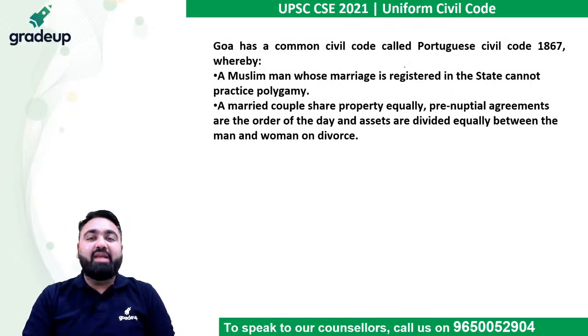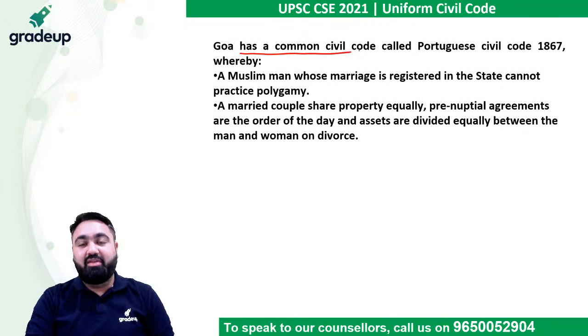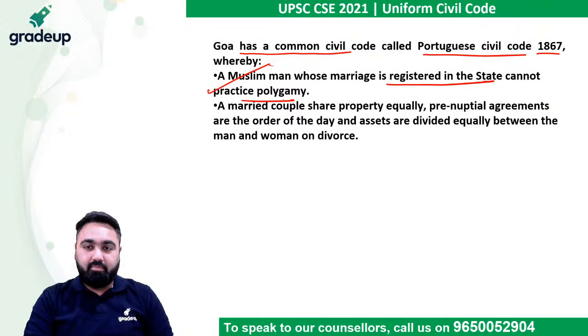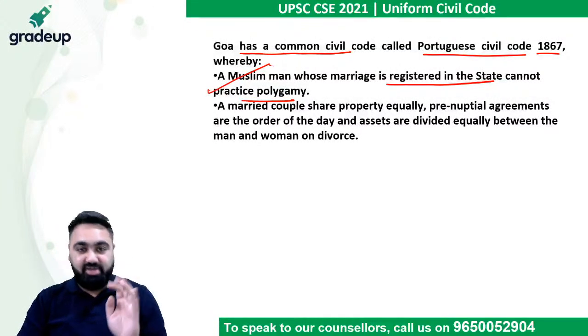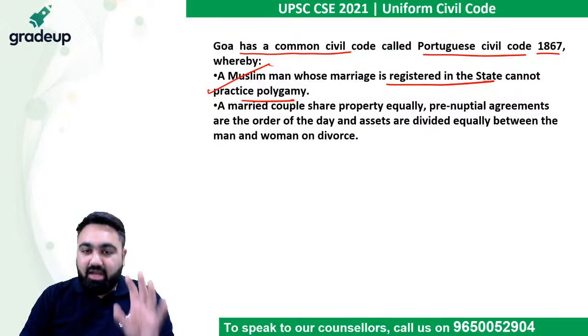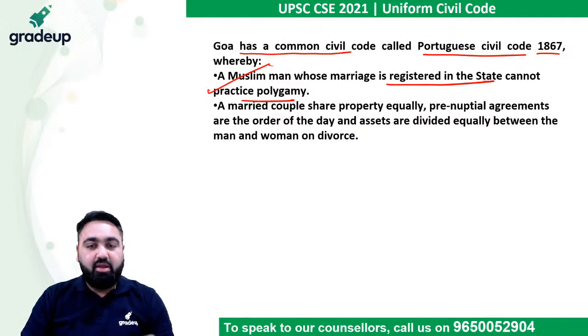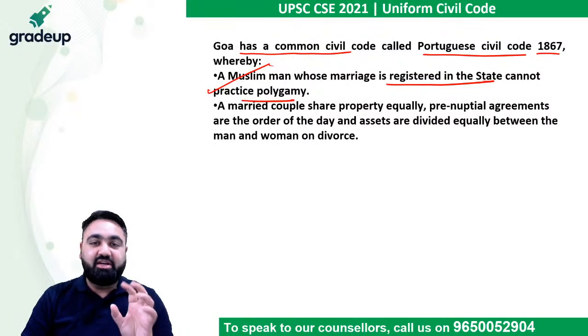Now, as I said, Goa is the only state in India that has a uniform civil code, which is called the Portuguese Civil Code of 1860. Under this uniform civil code, a Muslim man whose marriage is registered in Goa cannot practice polygamy. Outside Goa, in other states, a Muslim man is allowed to marry 4 times in India. But in Goa, because it has a uniform civil code, a Muslim male can only marry once if the marriage has been registered in Goa.